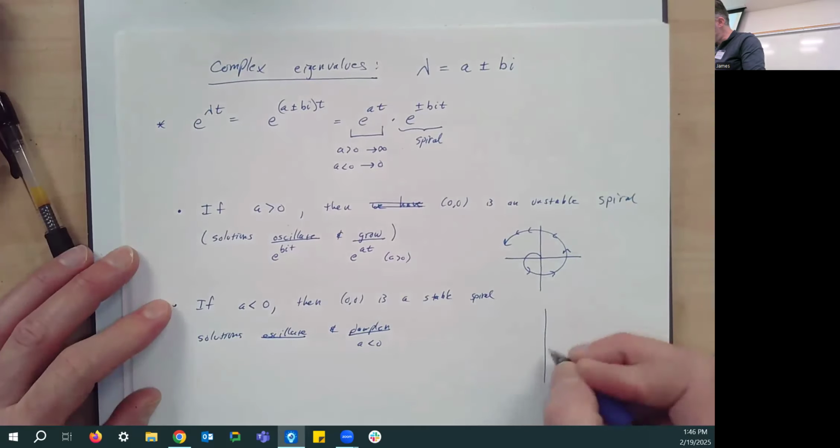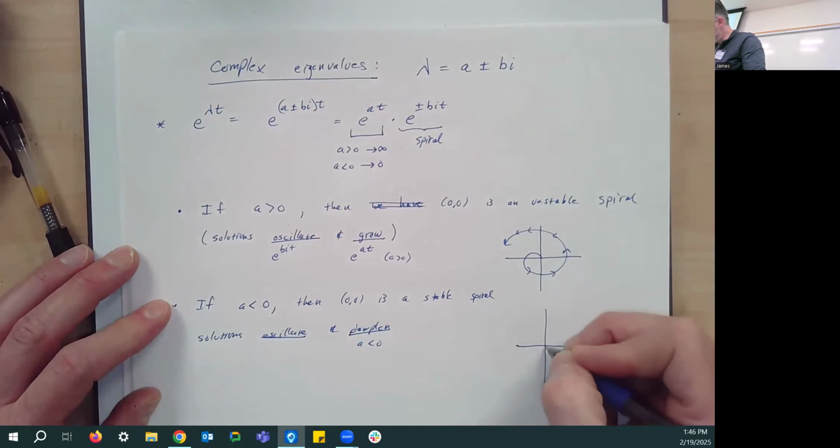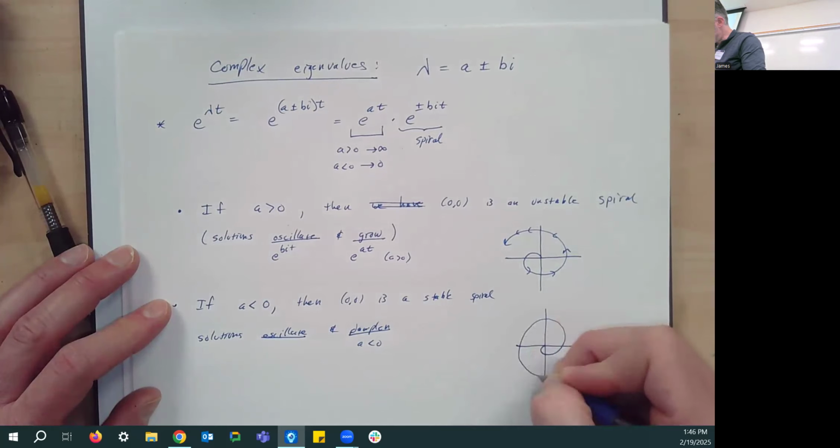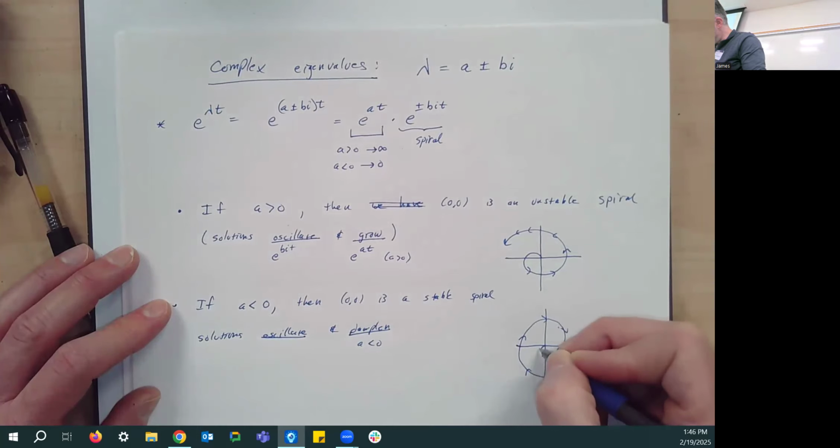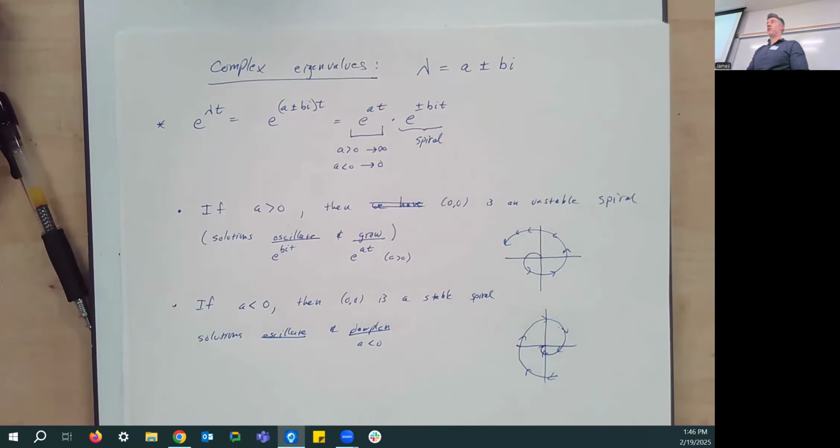Fine, I'll draw the spiral. So I'm going to draw it the same sort of way. I'm just going to make my arrows go inwards. I've just made up the direction of spiraling, though. We actually don't know if it's clockwise or counterclockwise until we do a little bit more inspection.